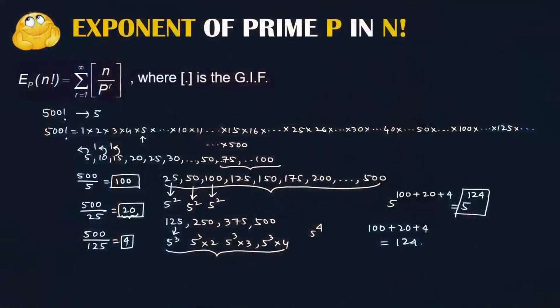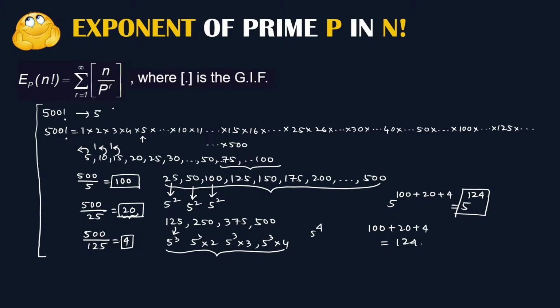Therefore, the exponent of 5 will be 100 plus 20 plus 4. That gives us 124. And that will be the exponent of 5. Is it clear to all? Now let's come to the computer screen and let me describe the formula. You don't have to remember all these things. I have done all this to make you understand.